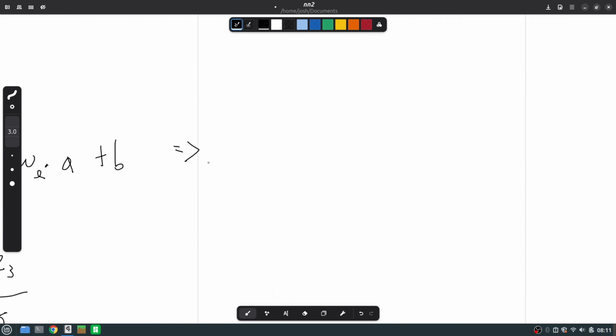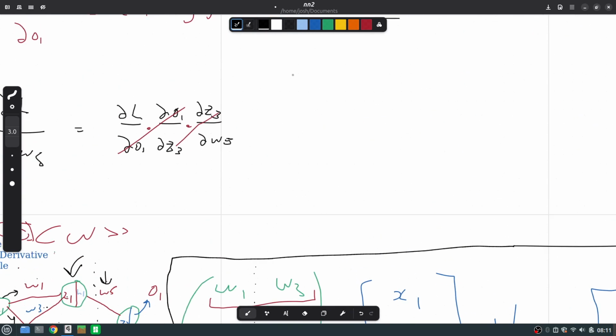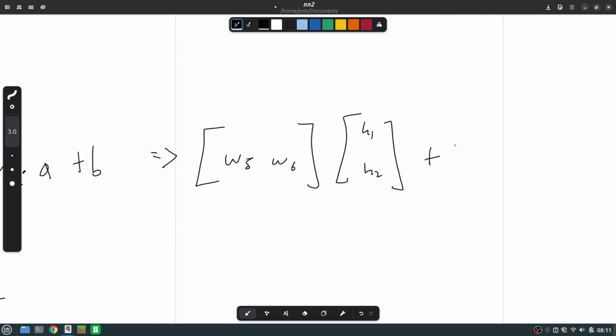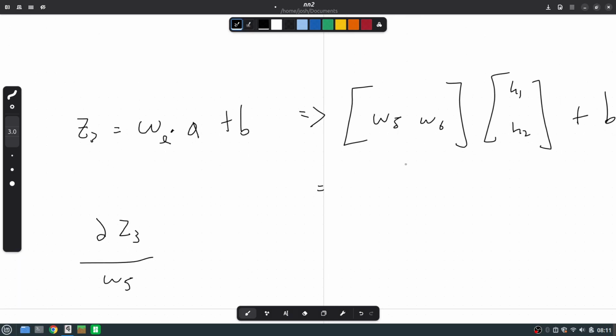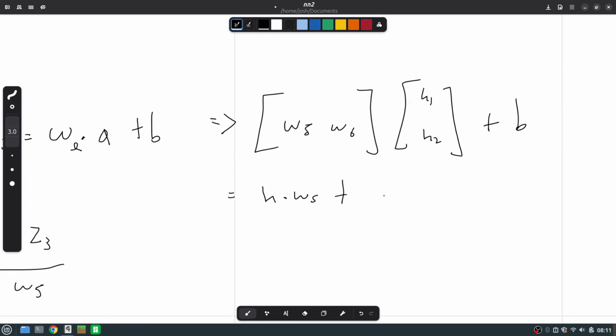So we can write this out a bit more explicitly. Let's remind ourselves what this weight matrix is. It's W5, W6, times H1, H2, plus our bias. And what you're going to get is H1 W5 plus H2 W6 plus the bias. Hopefully you understand how we came up with this from this matrix multiplication.